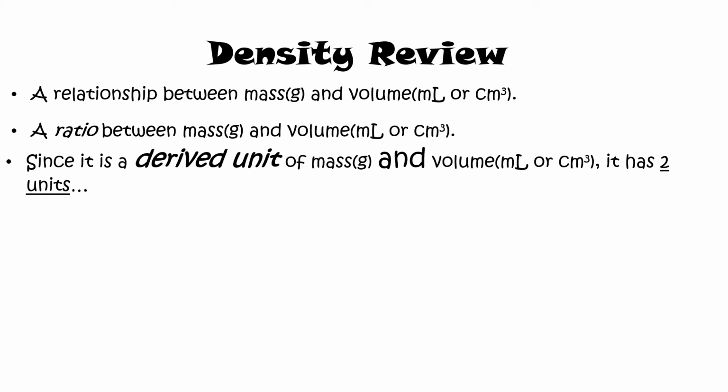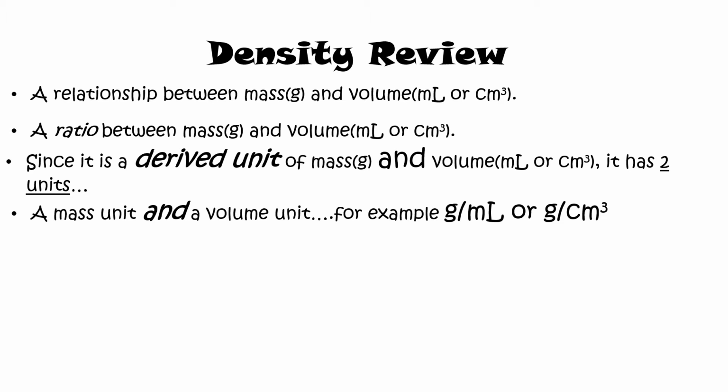It is a derived unit. It has more than one unit. It is from more than one thing. This particular property has two units. We've been using the mass unit and volume unit of grams over milliliters or grams over centimeter cubed. Anytime you say density, you have to write two units, one mass unit and one volume unit, because that's where it comes from.